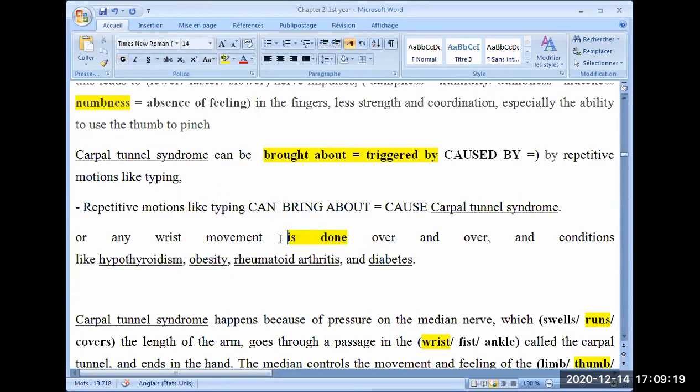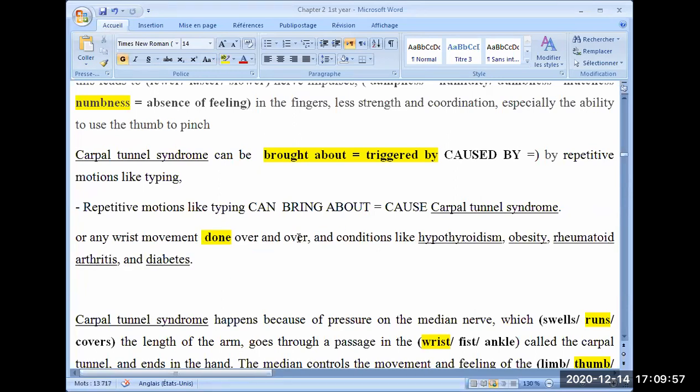That. So we didn't have that. So any wrist movement done over and over. But if we have that, we say any wrist movement that is done over and over. And when we delete that, of course, we will have to delete these two, and we say any movement done over and over.